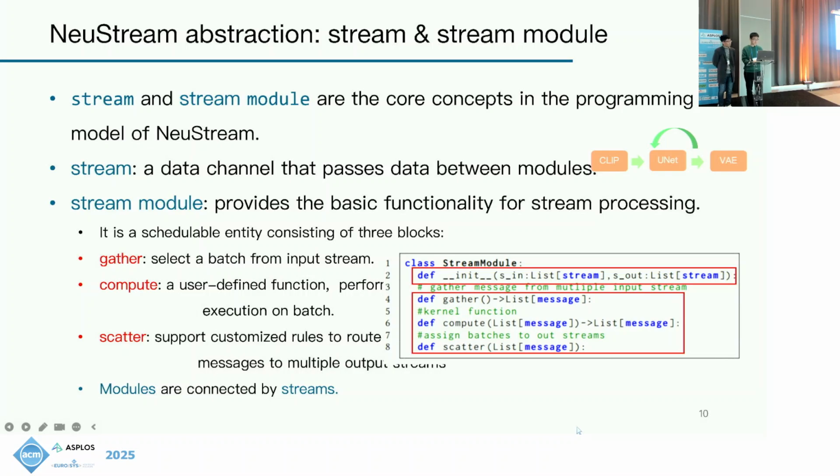To be more specific, a stream is the data pathway between modules. A stream module, on the other hand, provides data processing functionality, and it is a schedulable entity that mainly consists of three parts. The first is the gather function, which selects a batch from the input stream. The second is the compute function, a user-defined function that performs the actual execution on the batch messages. And the third is the scatter function, which supports customized rules to route messages to multiple output streams. And modules are connected by streams.